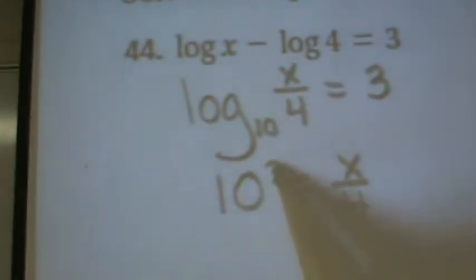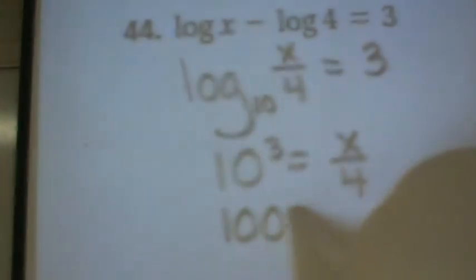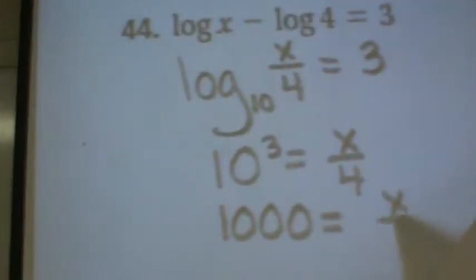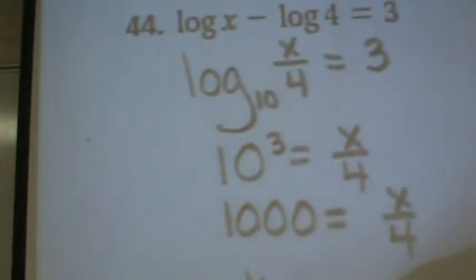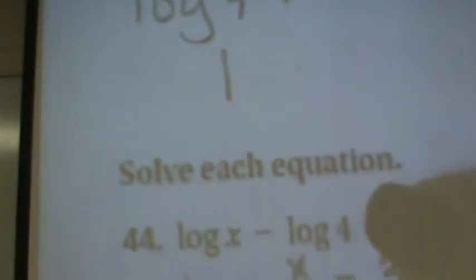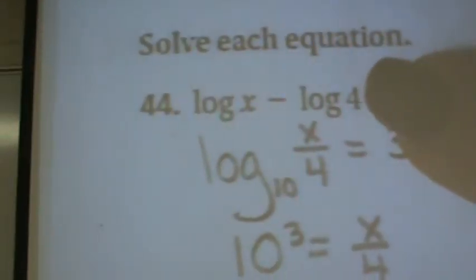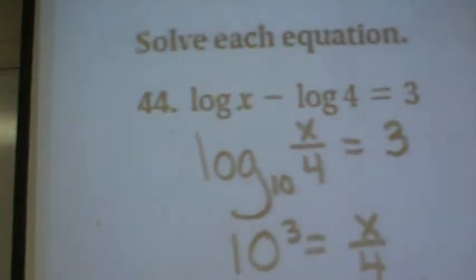And what is 10 to the third power? 1,000. What do you do with that 1,000 now? Cross multiply, times by. So what's the answer? 4,000. Okay, so what are we doing? We're using the properties that we did up here. We're condensing the left side and then rewriting it like we did on the front page.